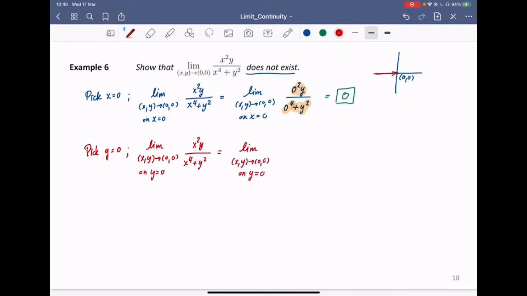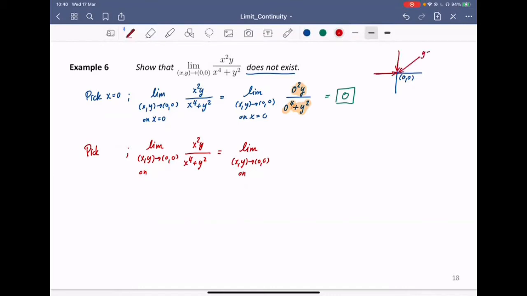If you pick y equal to 0, what happens is x squared times 0 over x to the fourth power plus 0. You can see the top goes to 0, because this is just completely 0. The bottom one is x to the fourth power. 0 over x to the fourth is still 0, right? So this line is not good. We're not going to use this line. Let's try something else.